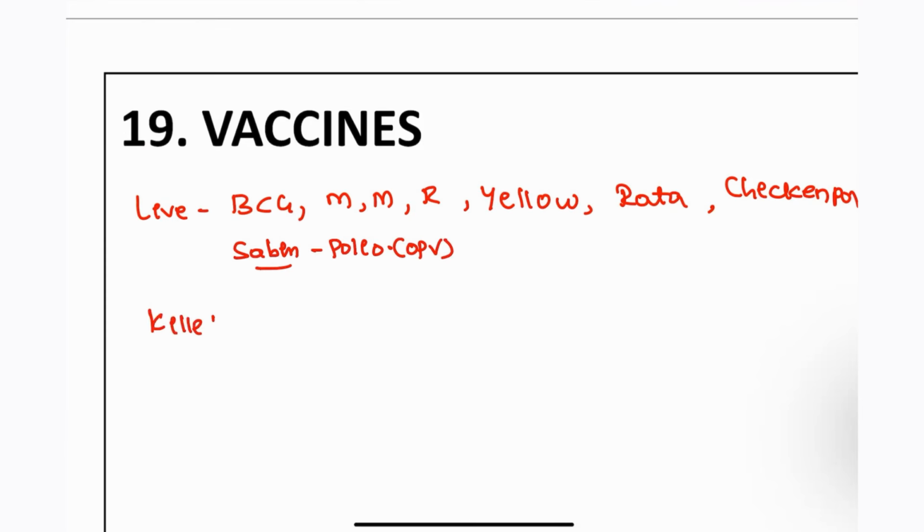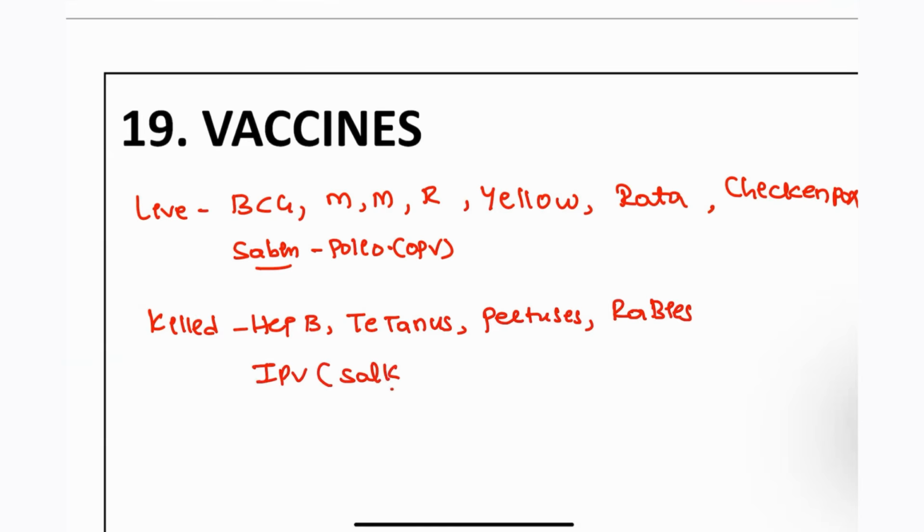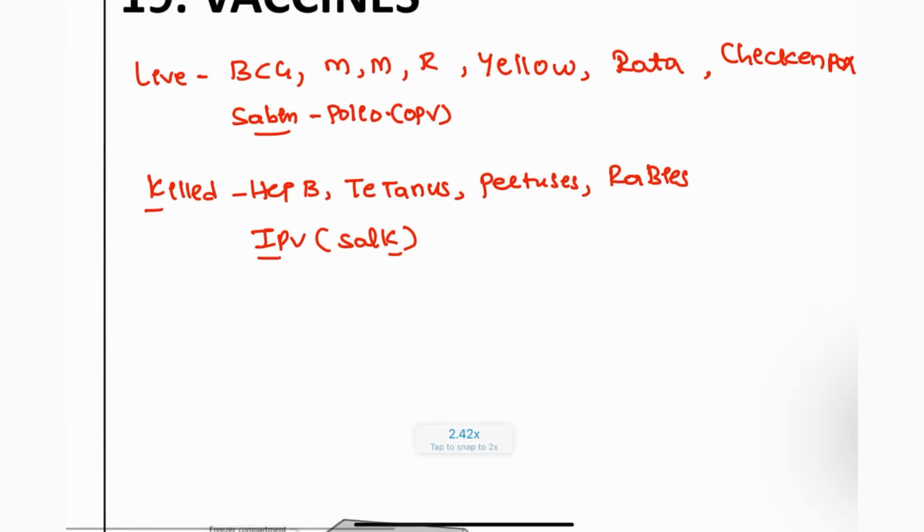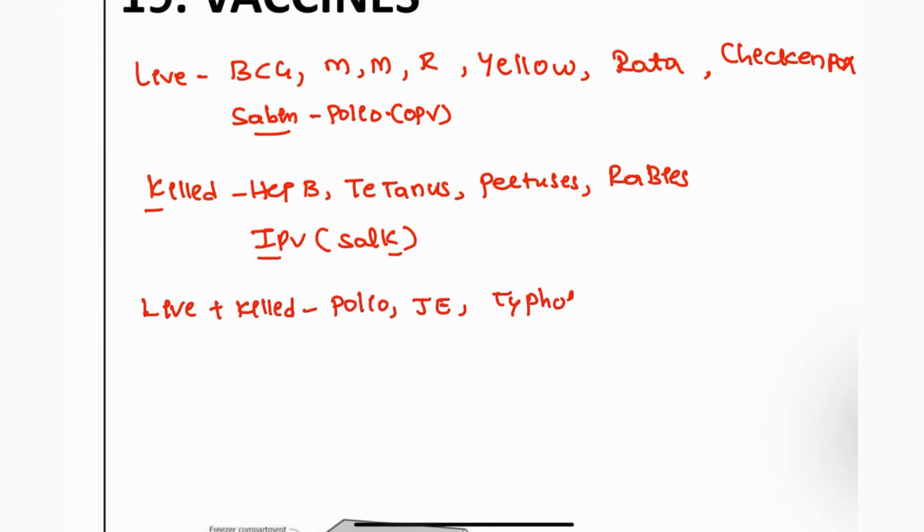Next, killed. The killed types are hepatitis B, tetanus, pertussis, rabies, and IPV. IPV is nothing but Salk. Remember K for Salk, and this is the killed vaccine. Okay, these are the killed vaccines, and some vaccines are going to be both live and killed. What are those vaccines? Polio, Japanese encephalitis, typhoid, flu vaccine, and also hepatitis A virus.